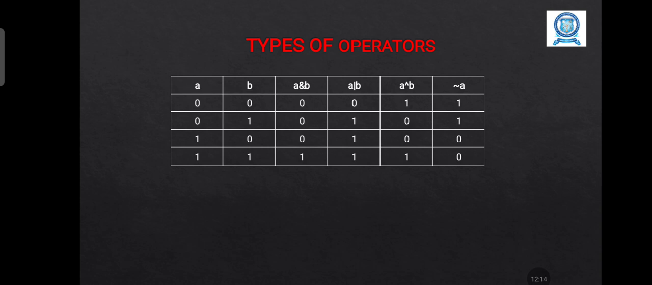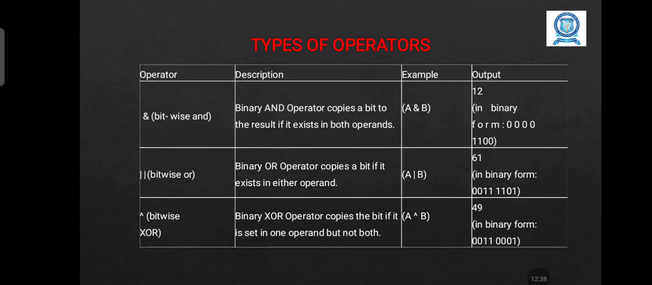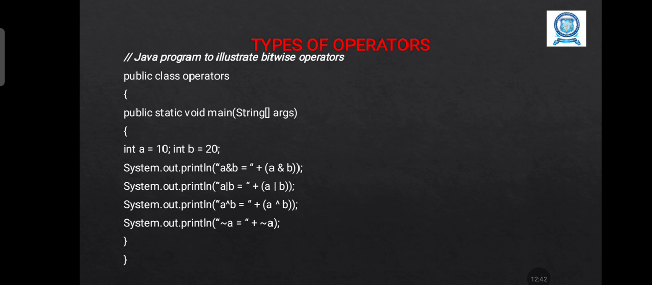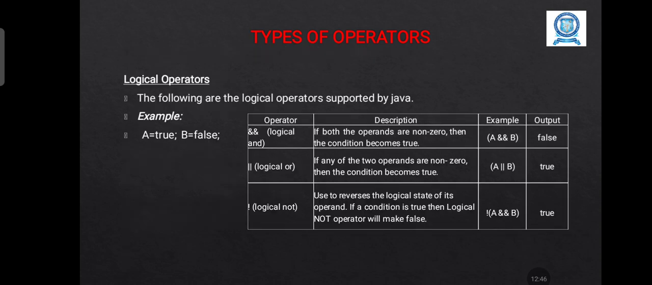But in case of bitwise OR, it will be like addition. If any one digit is 1, we will get 1. Then bitwise exclusive OR. The complement bit of the OR operation will be the result of exclusive OR operation. Then complement. For example, the complement of 0 is 1, 1 is 0, etc.